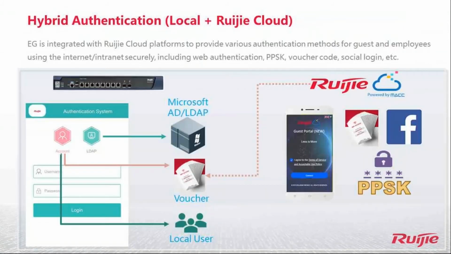Hybrid authentication. EG can be integrated with the Ruijie Cloud platform to provide various authentications for guests and employees, using the internet or intranet. The user can be pointed to the EG gateway to get web authentication like PPSK, voucher, and social login. All this authentication will be handled by the EG security gateway. The username will be stored in the security gateway, but it can be managed by our Ruijie Cloud.